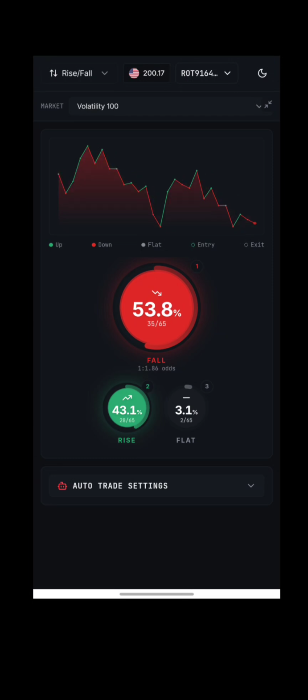Rise and fall market is one of the common markets that most derivative traders trade, but you'll find that rise and fall market, or this type of trading, is one of the easiest and also one of the toughest markets to trade.